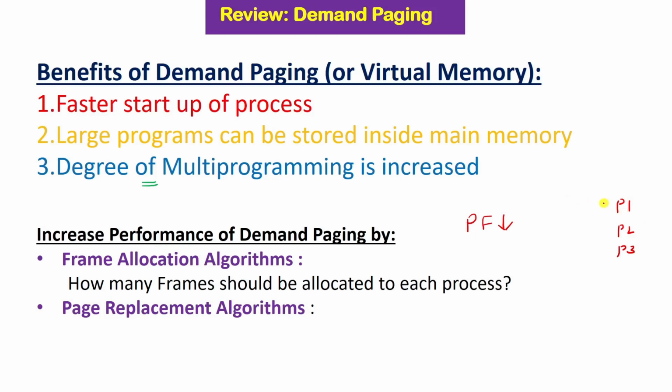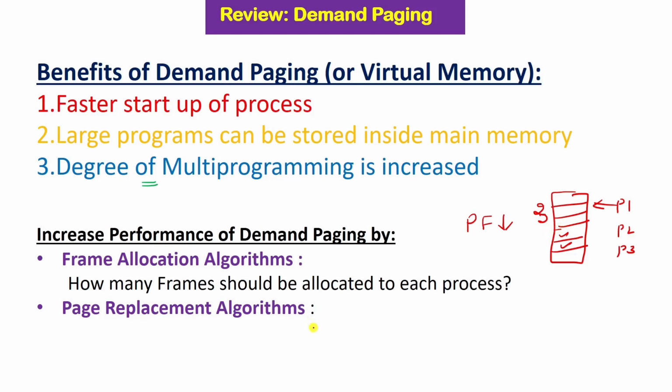So how many frames should be allocated from the main memory to each process will be decided by the frame allocation algorithm. Let's say P1 is given 3 frames, P2 is given only 2 frames, this one and this one. So on which factors will it be decided how many frames each and every process is given? This also decides the performance of demand paging, or it affects the page fault.